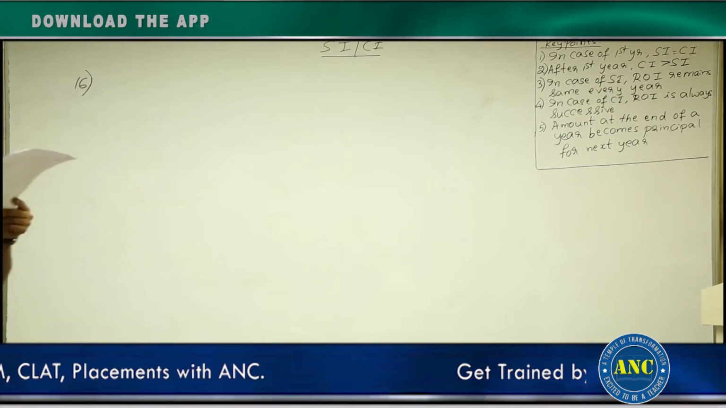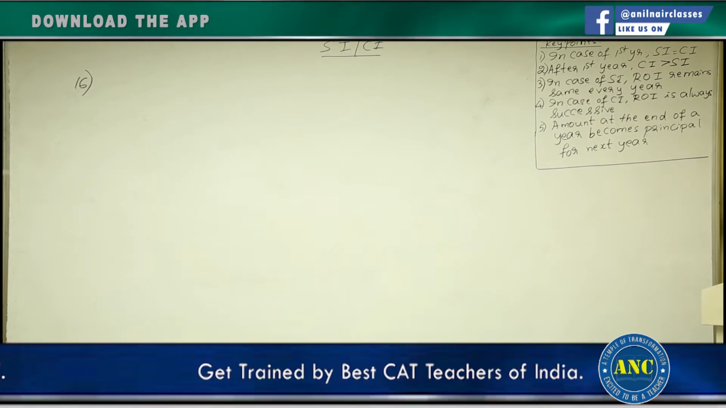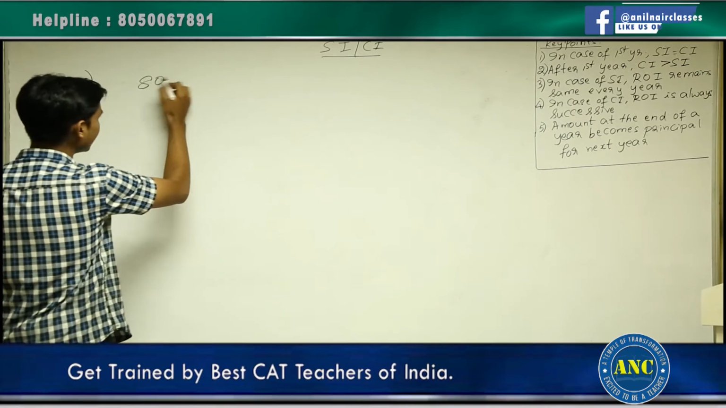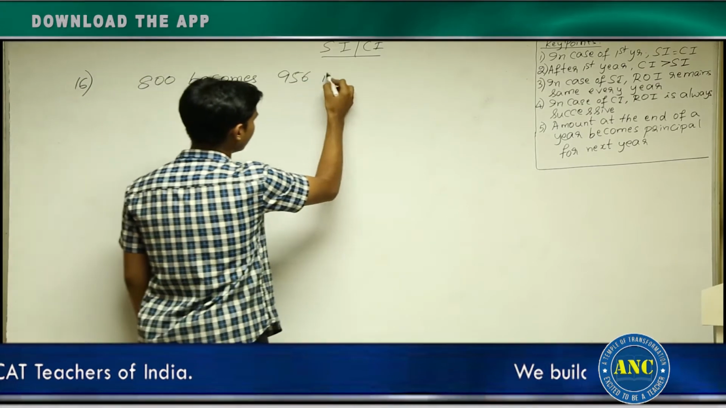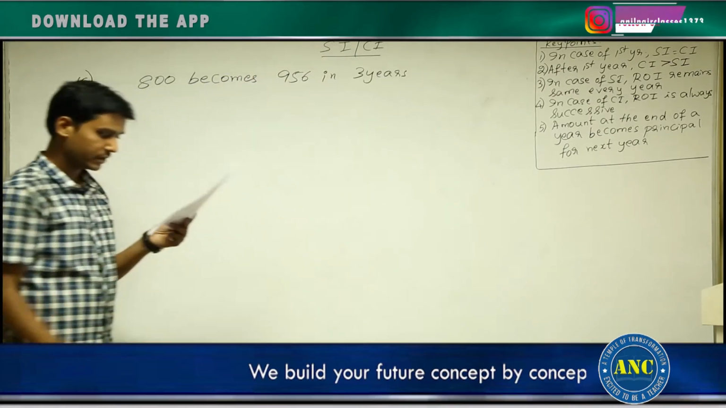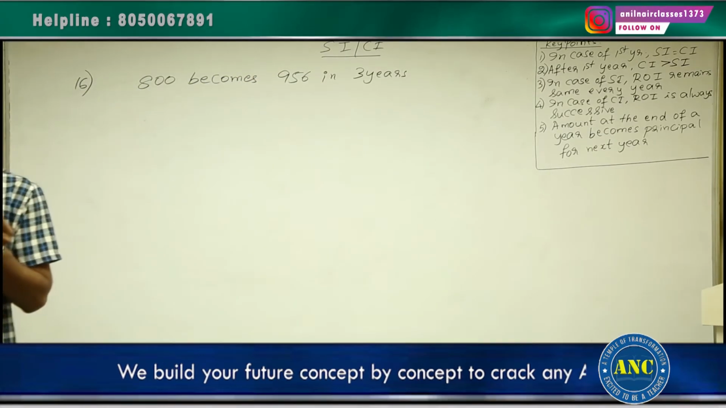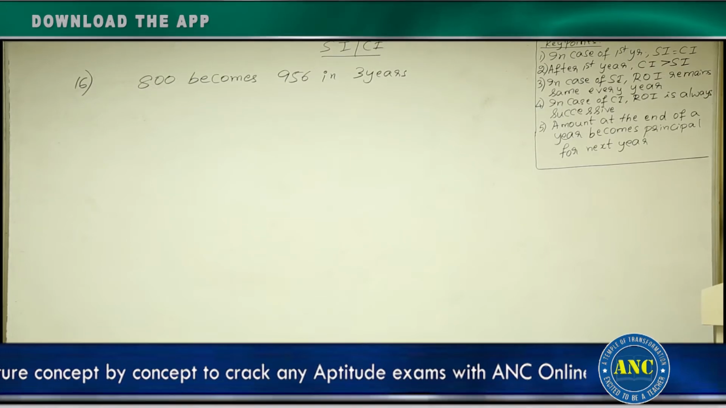Rupees 800 becomes rupees 956 in 3 years at a certain rate of simple interest. What is given? 800 becomes 956 in 3 years at a certain rate of simple interest. If the rate of interest is increased by 4%, what amount will rupees 800 become in 3 years?